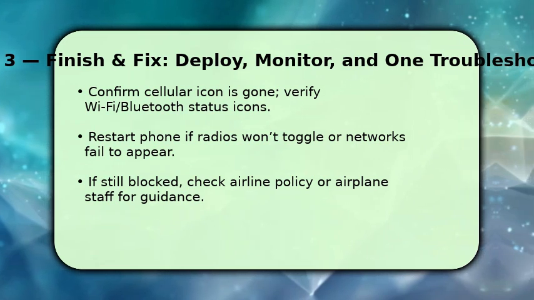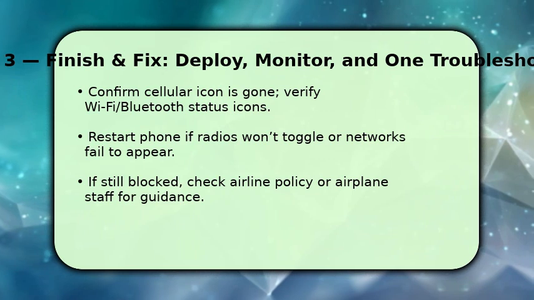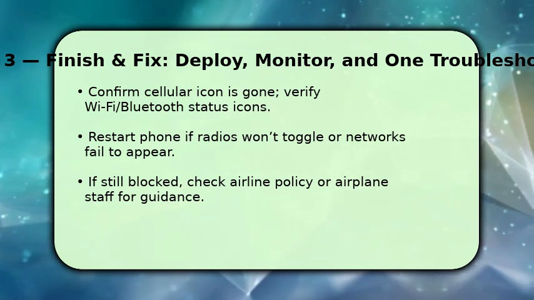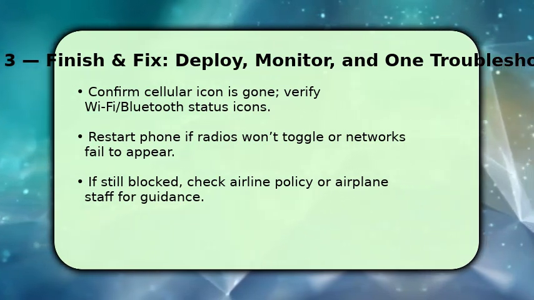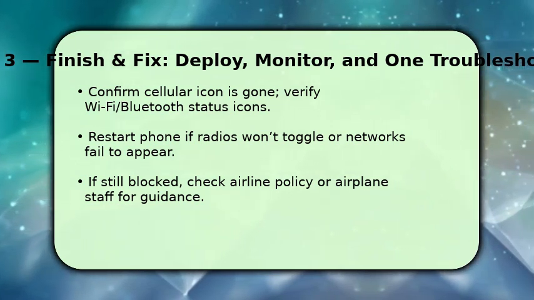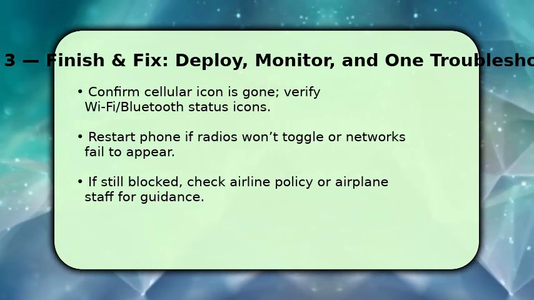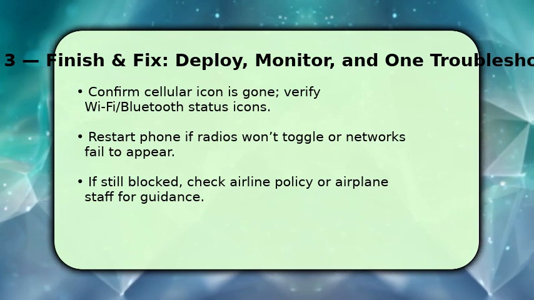If a toggle won't switch, reboot the phone. That often resets radio modules and clears temporary software locks. If networks still do not appear, make sure airline policy permits onboard Wi-Fi, and then ask crew for assistance. This troubleshooting tip saves time and prevents accidental rule violations.